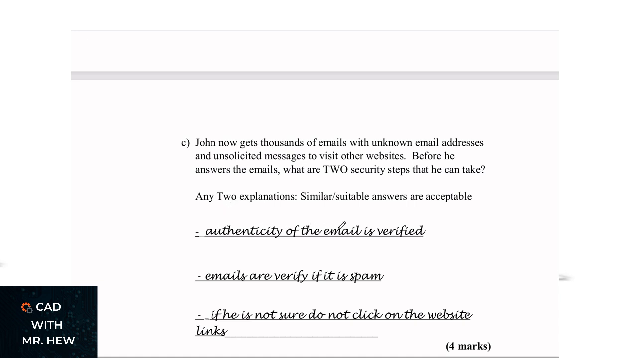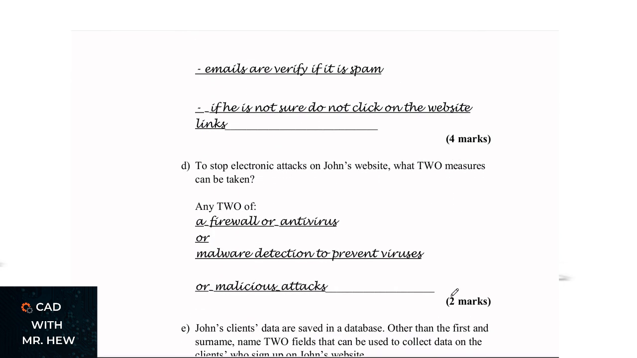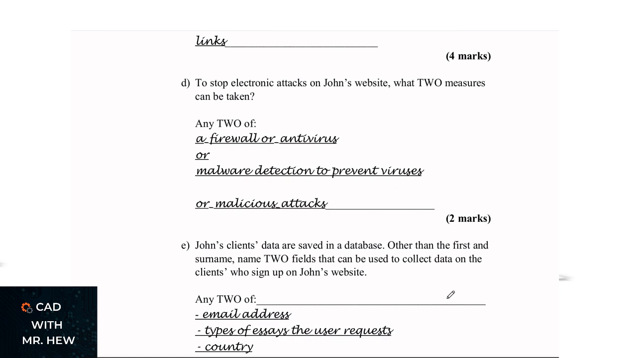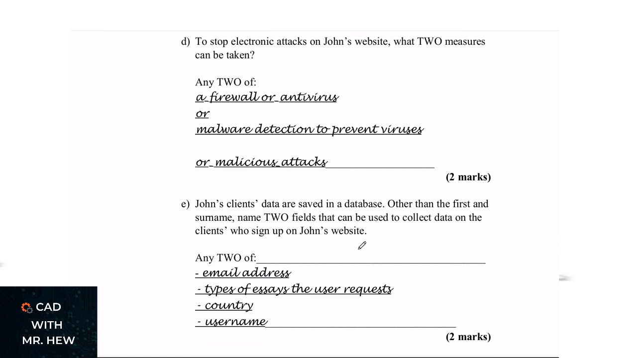Authenticity of the email is verified. Emails are verified if it is spam. If he's not sure if the website is legitimate, he must not click on those website links. And this question is worth 4 marks. Let us look at the next question.